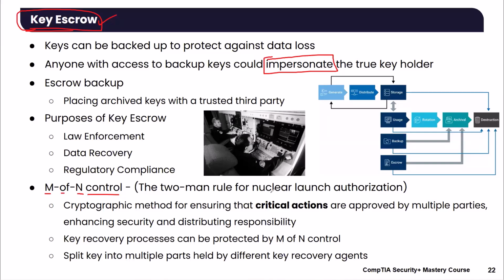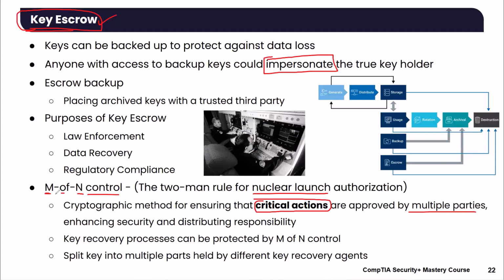So, like the two-man rule of nuclear launch authorization, basically what the M of N control does is we take the key and split the key, or portions of the key, between multiple people. It's a cryptographic method used to ensure that critical actions, like launching a nuclear bomb, are carried out by multiple people. In other words, multiple people have to be present before the action actually takes place.